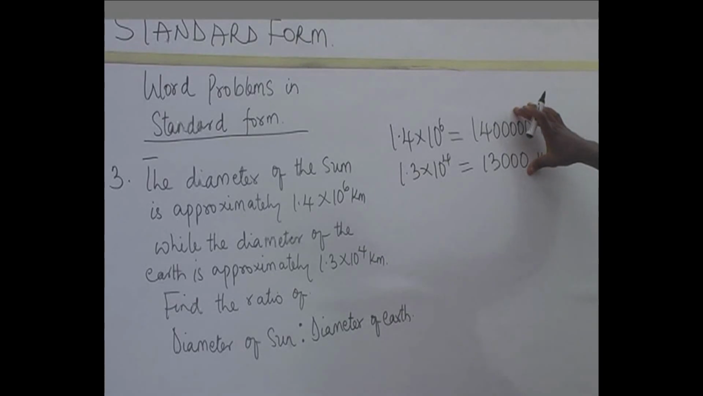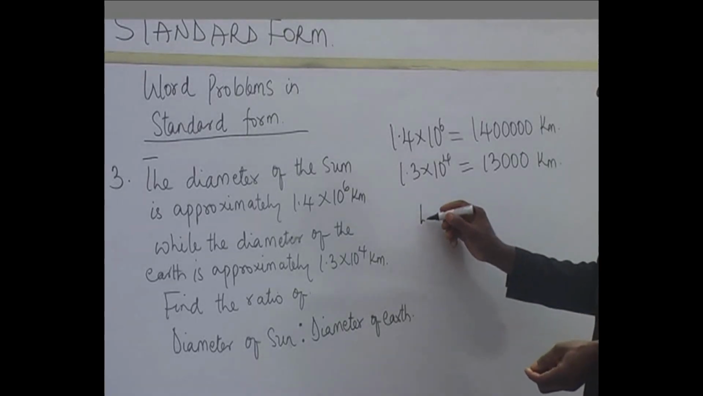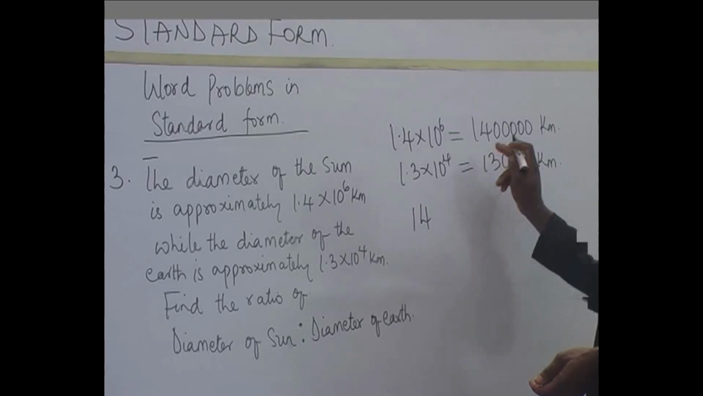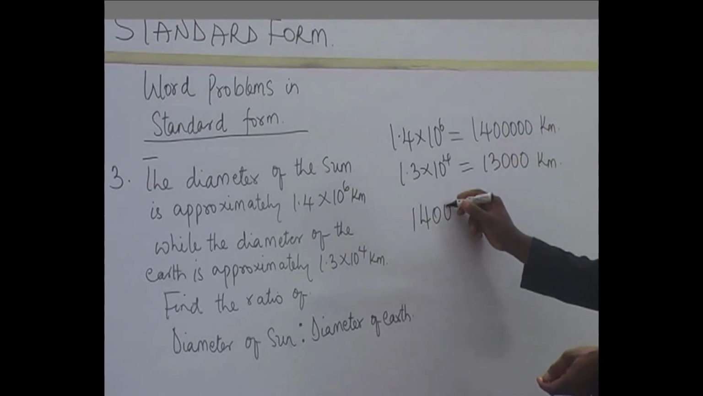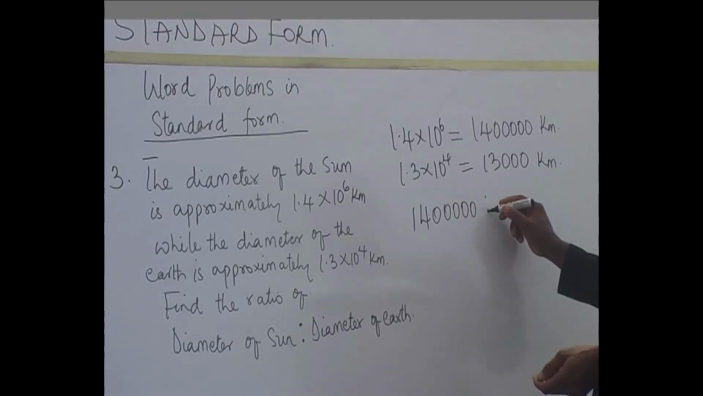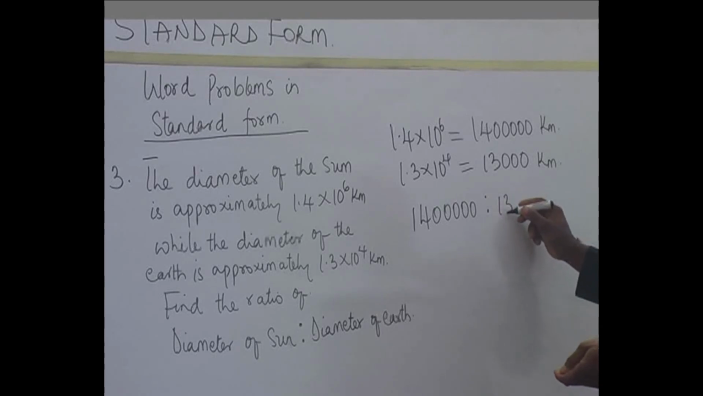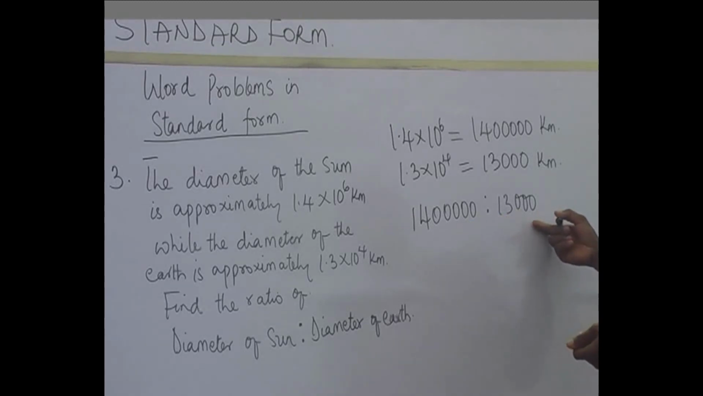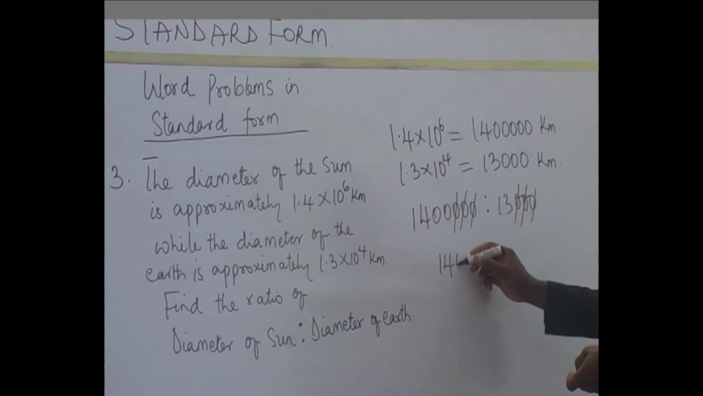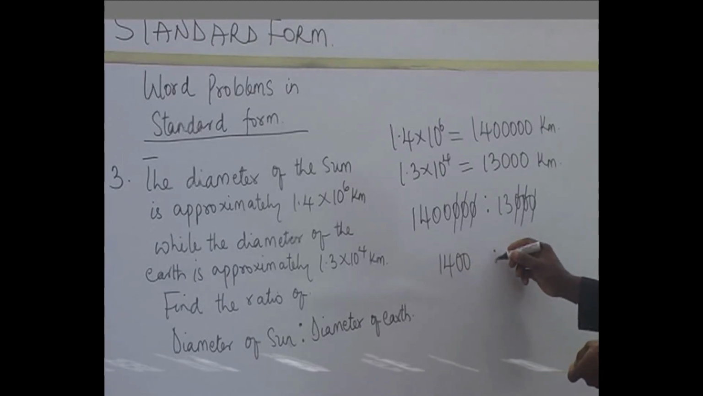So it is these two values now that you find their ratio. Finding their ratio is very simple. Write 1,400,000 is to 13,000. Now, this is the ratio, but now we want to reduce the terms. Cancel 0 here, cancel this one, you can cancel this one. So we have 1,400 is to 13.